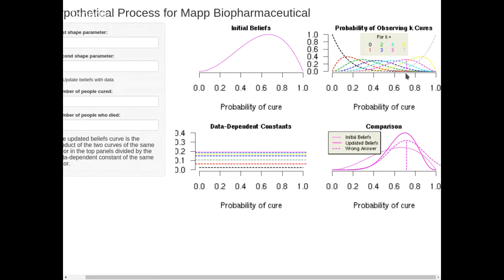Therefore, our estimate of the cure probability is 5/7. That's all there is. And that's indicated by the vertical line here, which corresponds to the mode of the purple curve. This is the value of the estimated cure probability such that 5 survivals out of 7 tries is the most likely data set to observe if that was the cure probability.